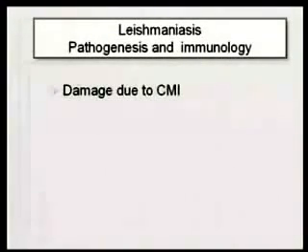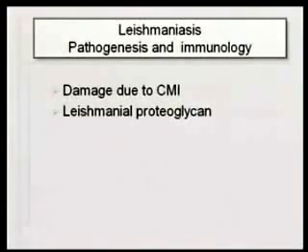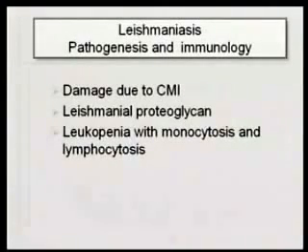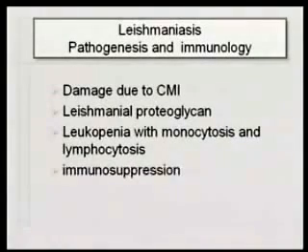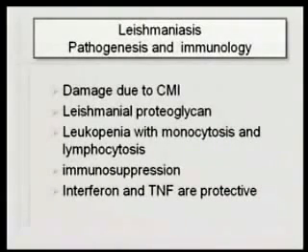Okay, pathogenesis and immunology: damage due to CMI. So that's one disease where type 4 hypersensitivity is the major cause of damage to tissues and organs. There is a proteoglycan molecule that can also cause inflammation. Leukopenia with monocytosis and lymphocytosis will be seen in the blood in a CBC. There is accompanying immunosuppression during the infection, just like in Trypanosoma cruzi and even Trypanosoma brucei. Interferon and TNF both are protective, and there has been a lot of work in mouse models. The organism can easily infect mice, and they can be protected by treatment with interferon and TNF. So a general immunostimulation would be helpful in fighting off the infection.